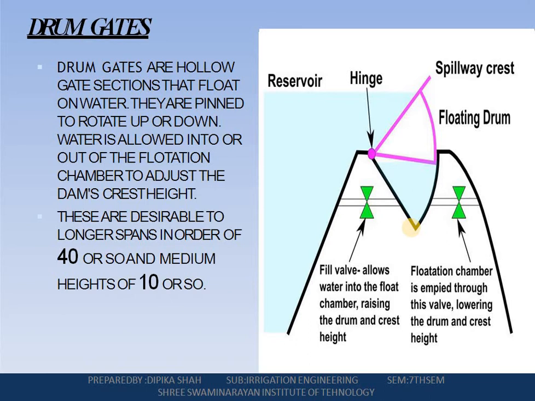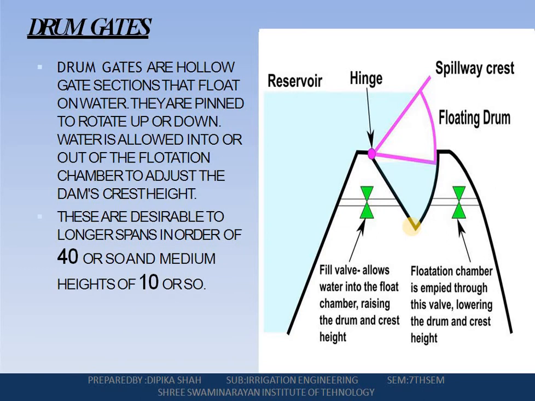उसके बाद next है drum gates. So drum gates basically क्या है? So drum gates are hollow gate sections that float on the water. वो float करते हैं water के अंदर, and they are pinned to rotate up or down. Water is lowered into or out of the flotation chamber to adjust the dam's crest height. So these are desirable for longer spans, of the order of 40 or so, and medium heights of 10 or so, right? So 40 to 10 meter heights तक हम लोग इसको create कर सकते हैं.